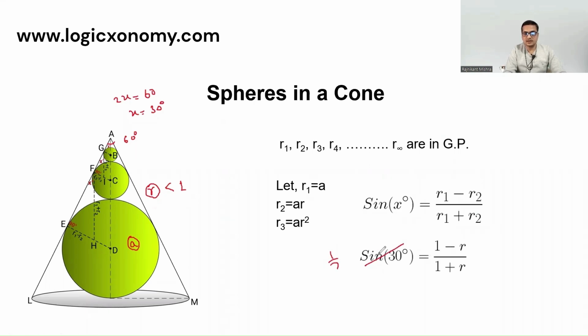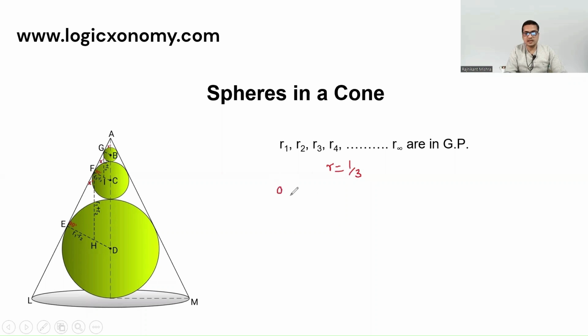Sin 30 is equal to 1 by 2. 2 into 1 minus R. 2 minus 2R is equal to 1 plus R. Minus 2R minus R is equal to minus 3R, 1 minus 2 is equal to minus 1. So R is equal to 1 by 3. Means the common ratio of the GP series is equal to 1 by 3.